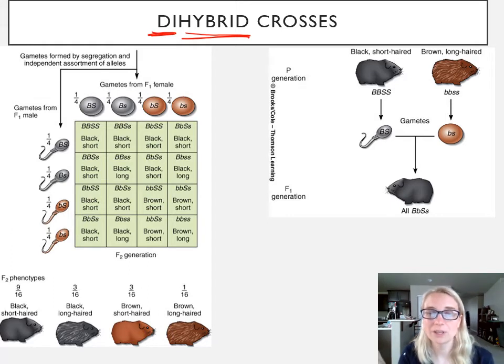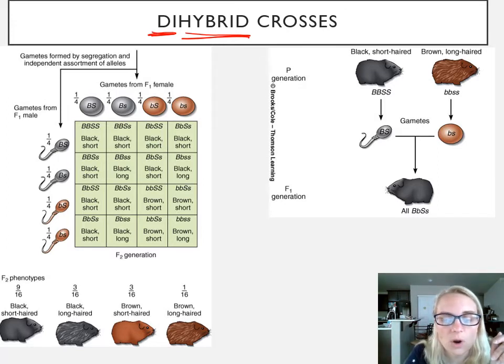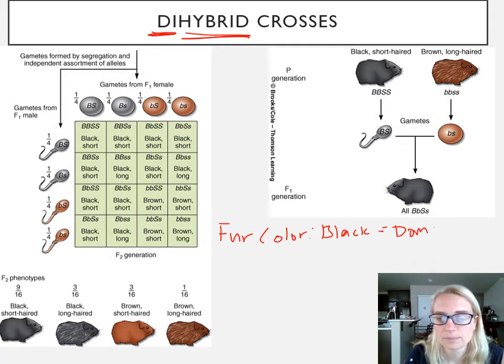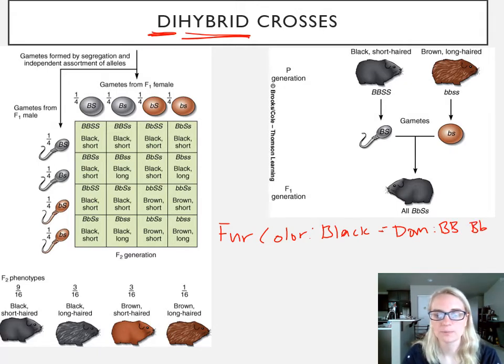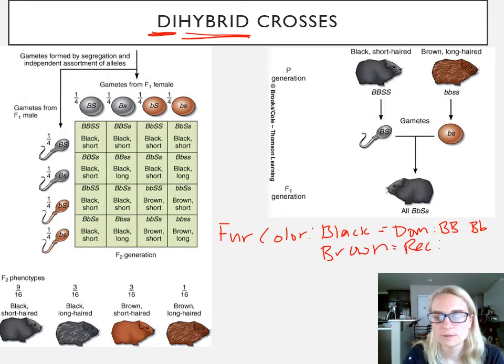So in this case, we are doing guinea pigs again, and our traits are going to be fur color and fur length. So let's jot down our key with my keyboard so I don't accidentally bump it. If we are going to keep track of our traits, we are going to say fur color, right? So black is dominant, and those would be our genotypes. Brown is recessive, and those are genotypes, right?